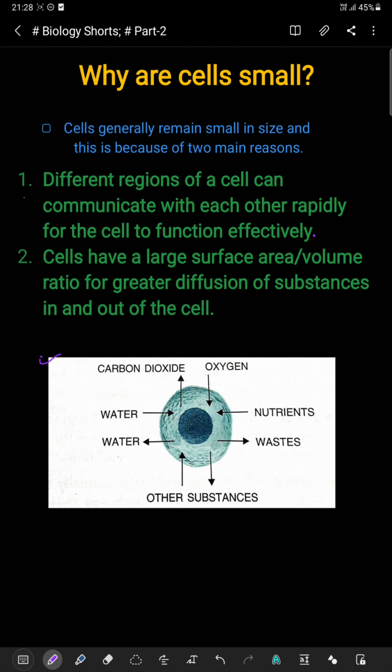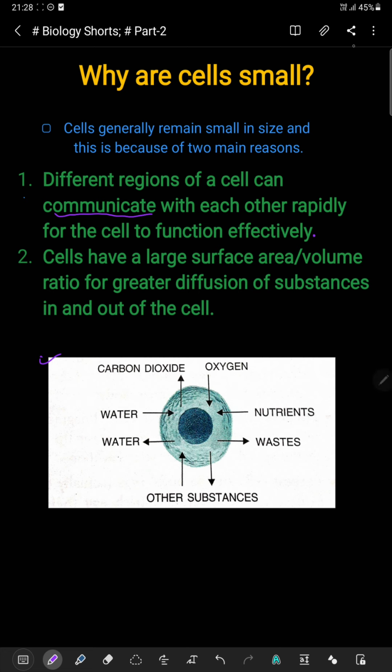Smallness is the reason because they can communicate with each other. This word communicate tells us why these cells are small. It's a definite reason, because if the cells were big, it would take a long time to go from one end to another, and then from one cell to another cell it would take very long. So cells are small so that communication is easier and distance is covered in a very short period of time. The second reason is that cells have a large surface area to volume ratio for greater diffusion of substances in and out of the cell.